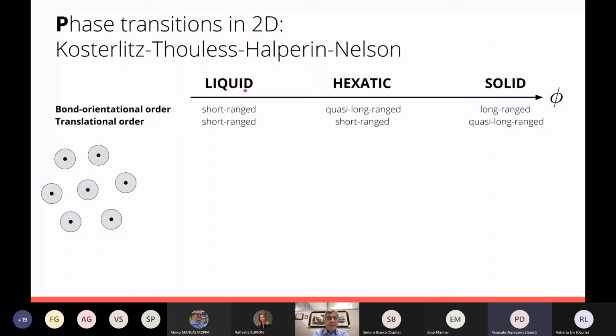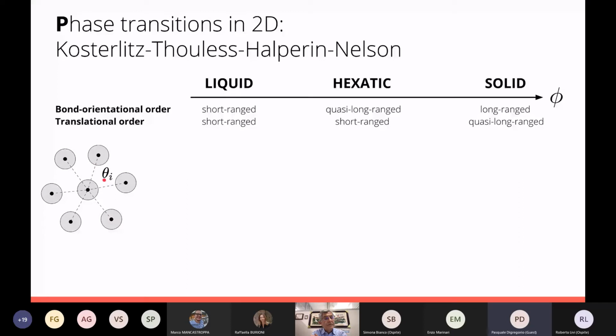And the reason why we have this double-step scenario is because actually we have 2 types of order in our system. The first type of order that we have is the standard translational order concerning the position of the disks in the system, but also we have another kind of order concerning the orientation of the bonds between neighbor particles, as you can see in this sketch here.